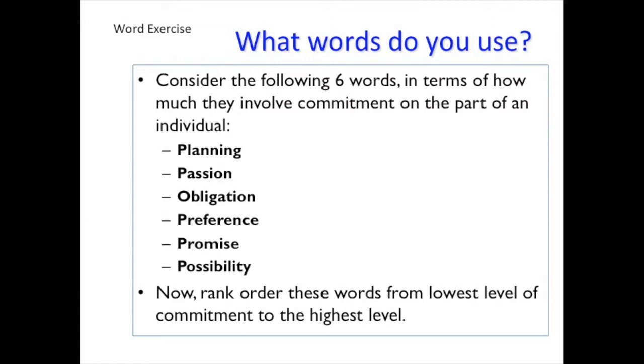So take the 6 words, planning, passion, obligation, preference, promise, and possibility, and put them in a rank order of how much you would actually be committed as an individual using these words. Put the word that has the highest level of commitment at the top, and the lowest level at the bottom. So even pause and do this, and then see what you think. Write it down. How do you order these 6 words?